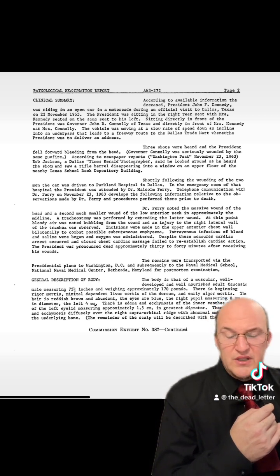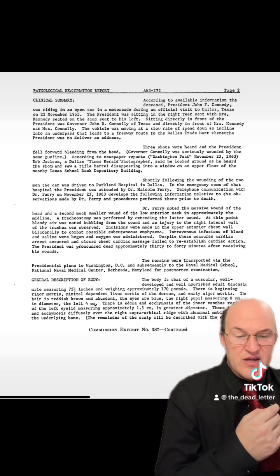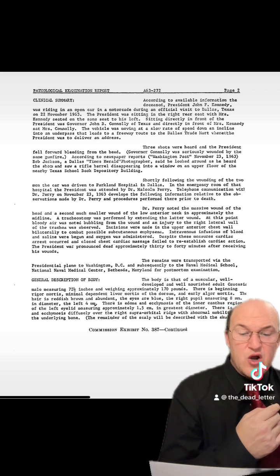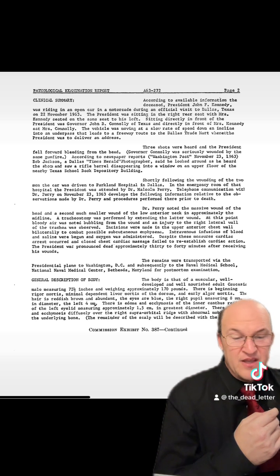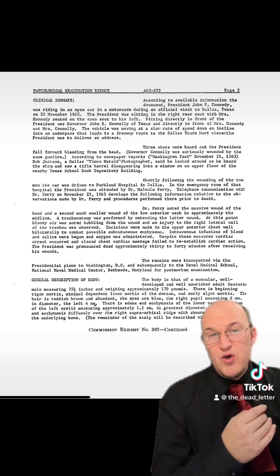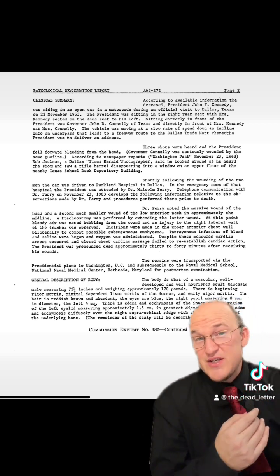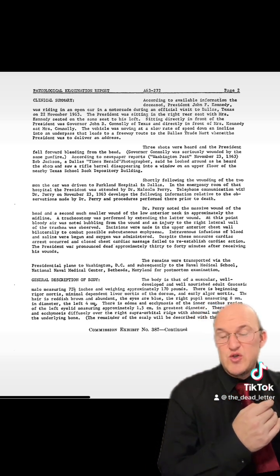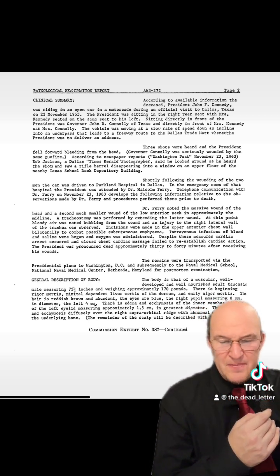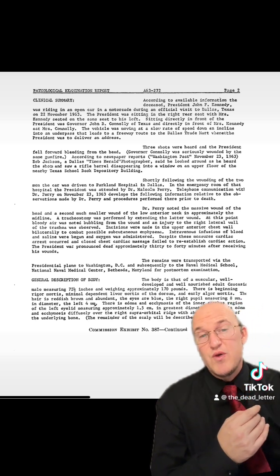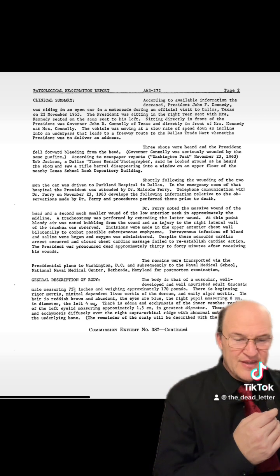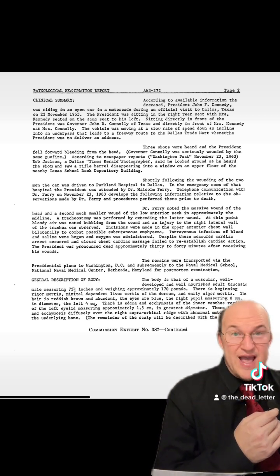Intravenous infusions of blood and saline were begun and oxygen was administered. Despite these measures, cardiac arrest occurred, and closed chest cardiac massage failed to reestablish cardiac action. So again, this is a situation where cardiac arrest is obviously going to be in the report, but this was due to the results of gunshot wounds. And then it says closed chest cardiac massage. In other words, we would call that CPR today. Failed to reestablish the cardiac action.